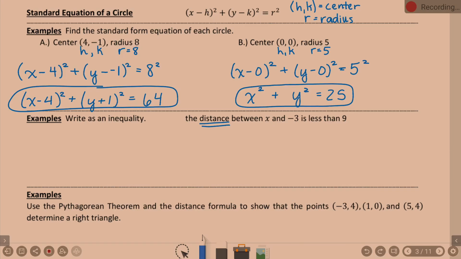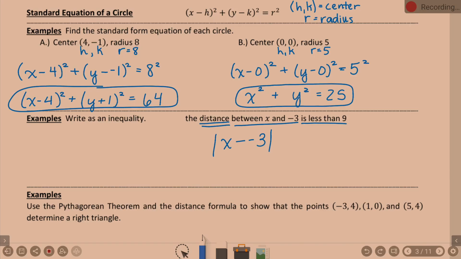So if we're finding the distance between x and negative 3, how can I express that? It's the absolute value of x minus negative 3, because to find the distance between two things, you subtract them. Is less than 9.